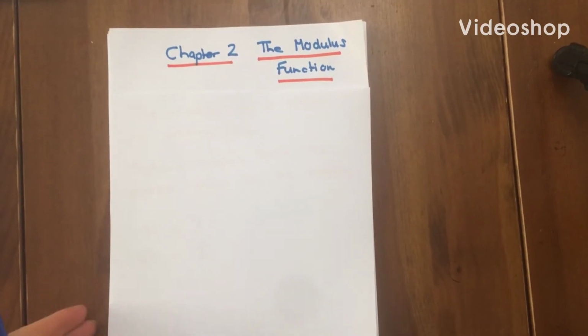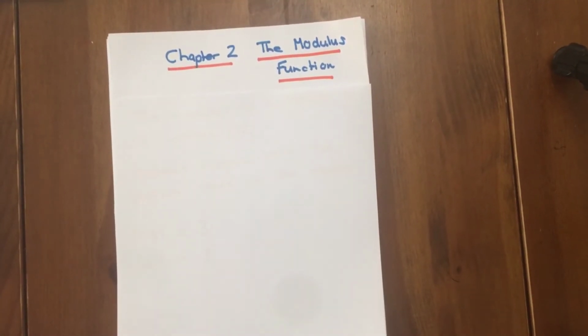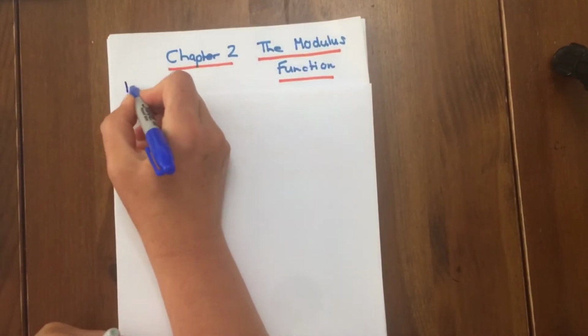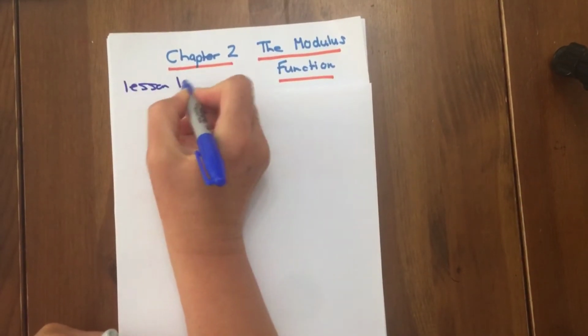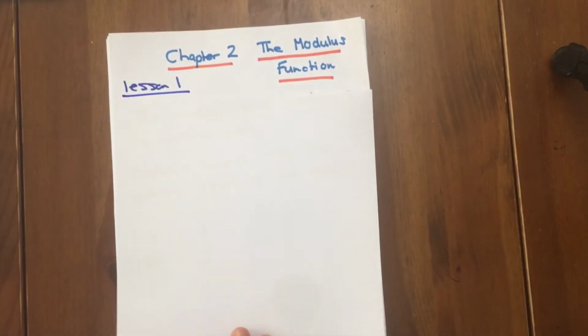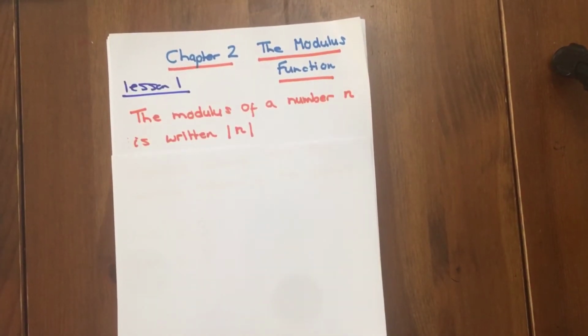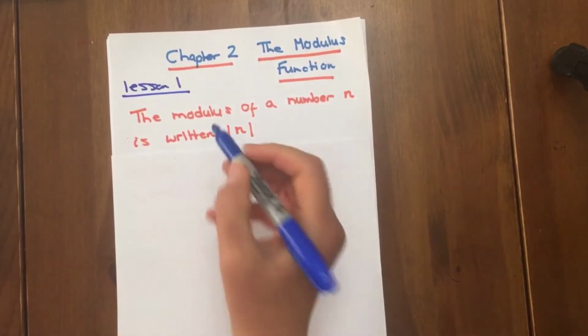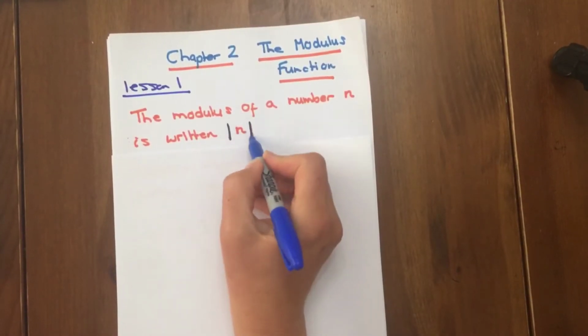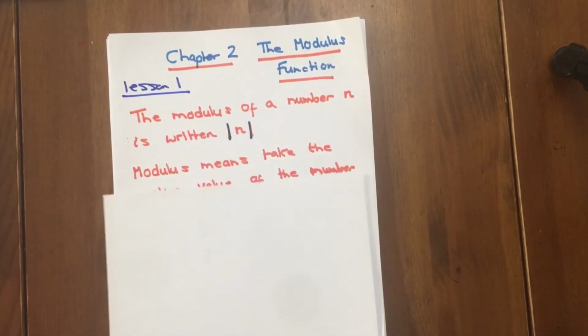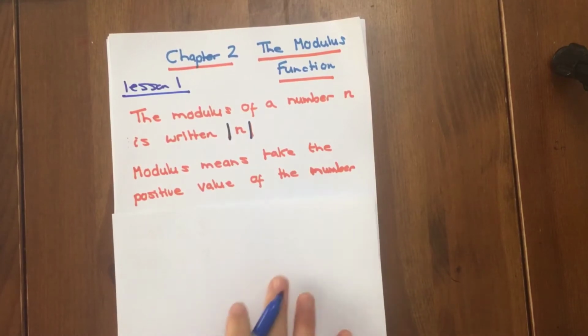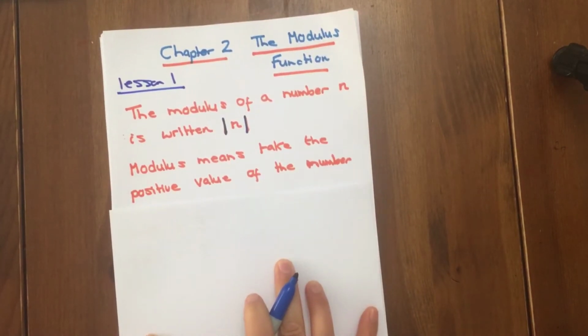Okay, welcome back to Maths Year 12, and today we are going to start our first lesson on Chapter 2 called the modulus function. So this is Lesson 1. Okay, the modulus function. The modulus of a number is written with these two lines here. And what it means is you just take the positive value of the number.